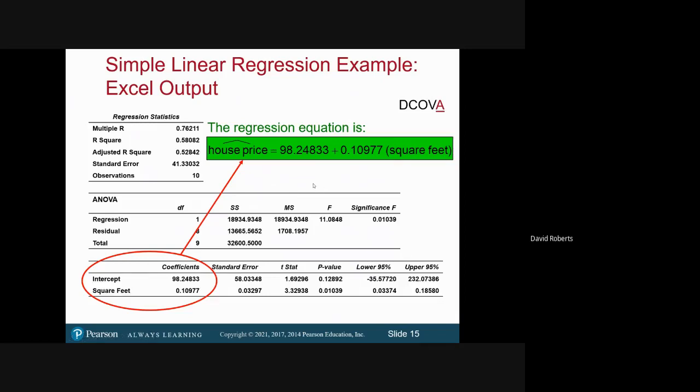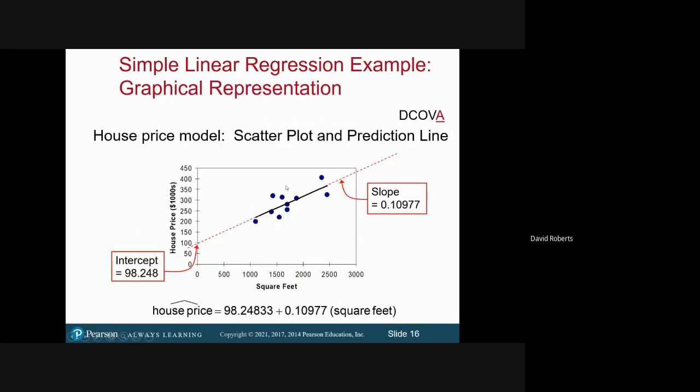So this will be given to you. I'll show you how to do it in the example, so you know how to create this ANOVA table. But the interpretation of it is what's really important. So then there is our line. The 99 plus the 0.1 times the square footage. So that will give us, at least within that range, from 1,000 to about 2,500 square feet, what we can expect is the selling price.